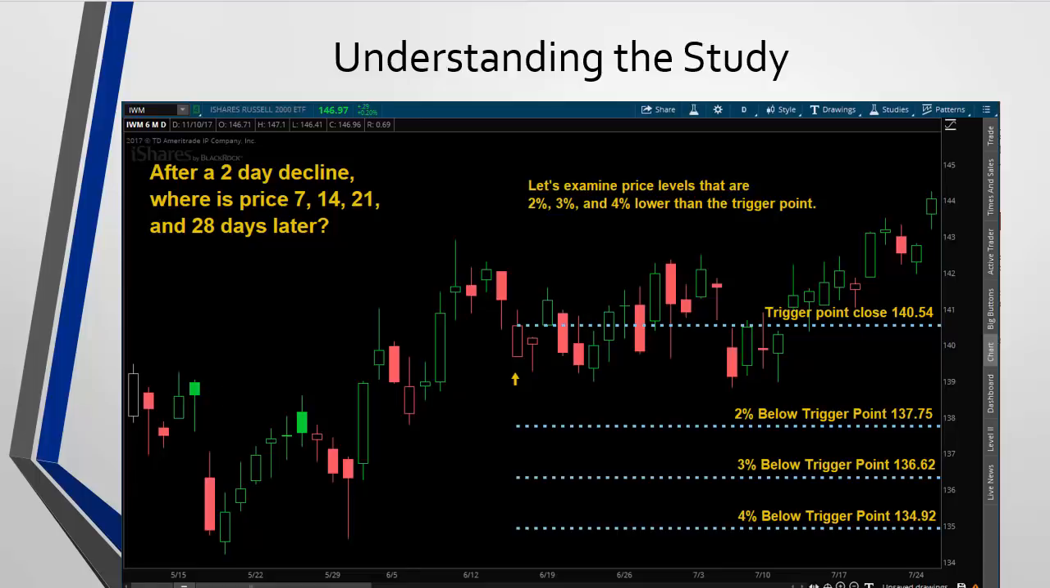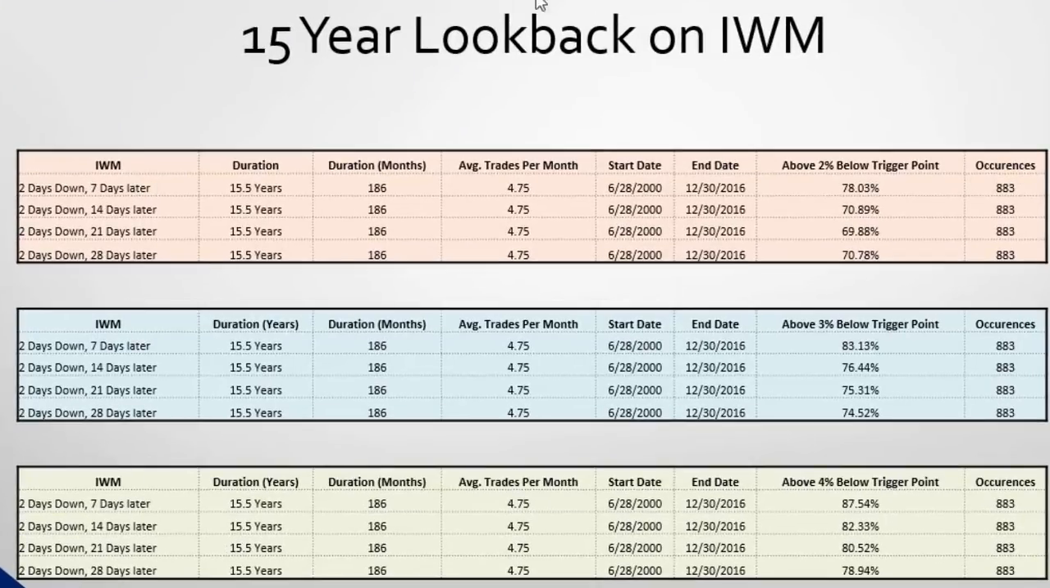Okay, let's go ahead and look at the results of the 15-year study. I tried to organize this in a way that made sense to me. The first section, they're all similar: 2 days down, then 7, 14, 21, 28 days later. They're all the same duration. Part of the reason I chose 2 days down is because it gives you pretty good frequency. Over the past 15 years, there's been an average of 4 to 5 trades per month. Obviously, it's not equal. You'll have some months with more, and you might have a month that doesn't have any. But on average, this should give you 4 or 5 trigger points per month.